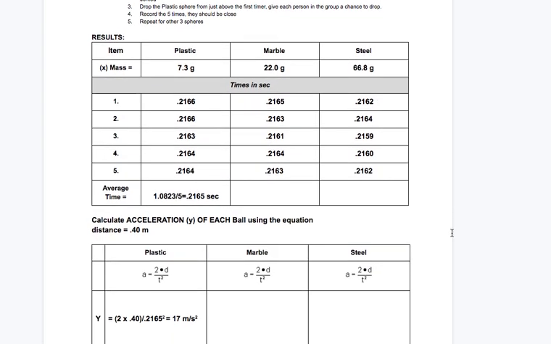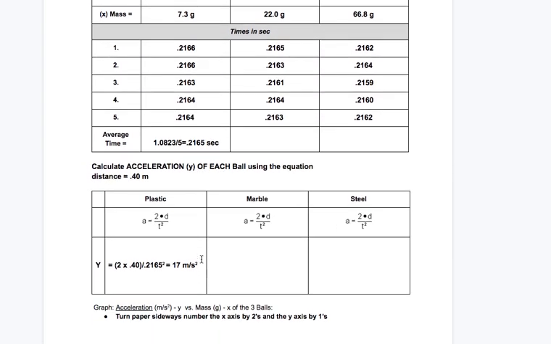And then I demoed how to do the acceleration equation. The equation's there, so you don't have to write A equals, it's right there. But I went 2 times 0.40, because that was the distance that we dropped it from. And then I took the average time, 0.265, and then I squared that. Your calculator will do this all perfectly in order of operations. You can actually type this all in, and it'll do the squared before it divides.